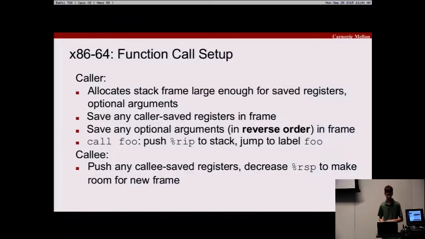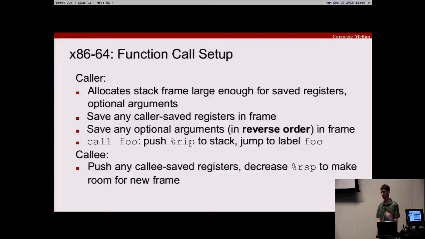So when you make a function call, the caller allocates some stack frame to save registers and to put the extra arguments in. It saves the registers that it needs to save, and then it's going to push the instruction pointer to the stack, which is going to be your return address. Because where you currently are is where you want to return to. You want to return to right after that call happened, and then it's going to jump to the label of the function that it's calling.